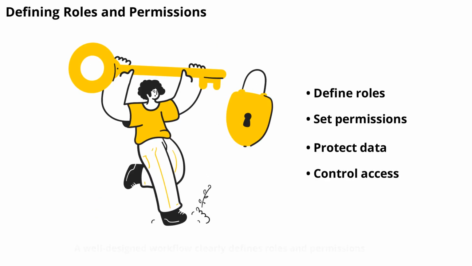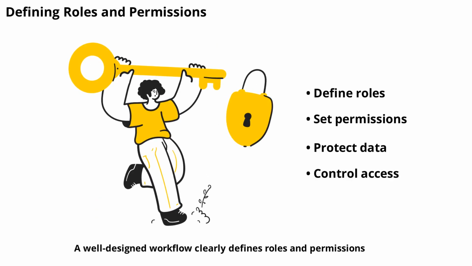A well-designed workflow clearly defines roles and permissions. Decide who can view, edit, approve, or reject each step in the billing process. For example, customer service reps might only view invoices, while finance managers can approve credits or refunds. Setting these boundaries protects sensitive data and ensures that only authorized personnel can make critical decisions.